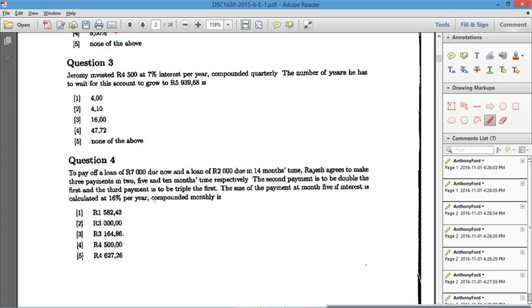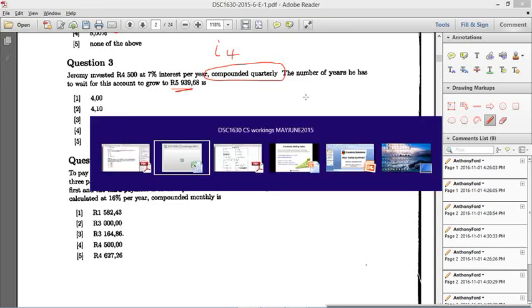Okay guys, question 3. We have Jerome invested 4,500 at 7% interest compounded quarterly. Keyword here, compounded quarterly. I4. The number of years he has to wait for this account to grow to that is, so I'm looking for N obviously.